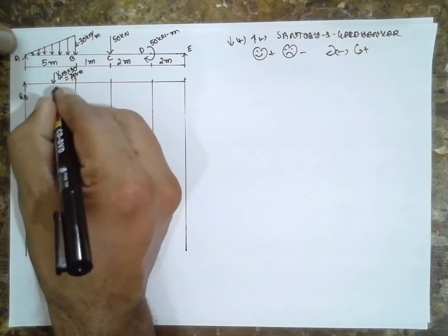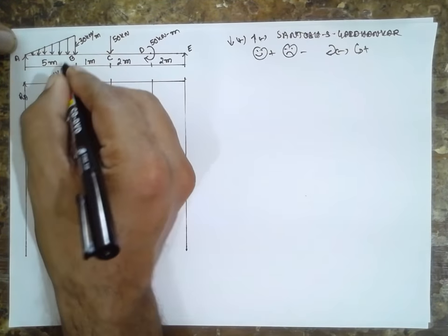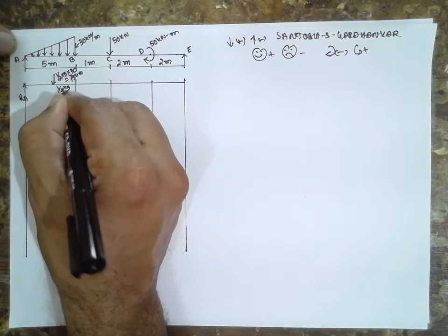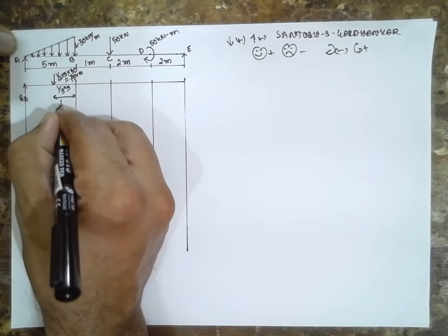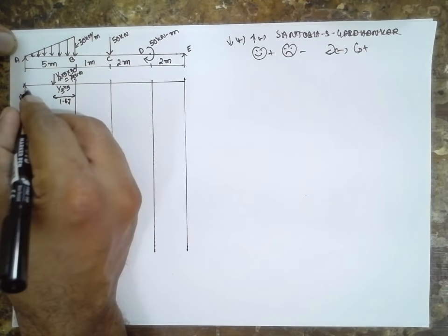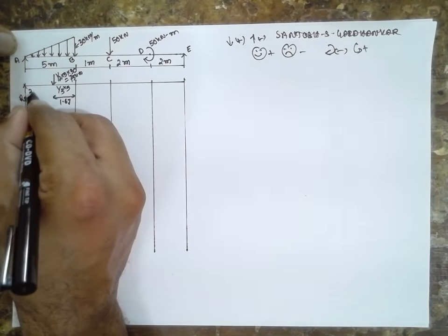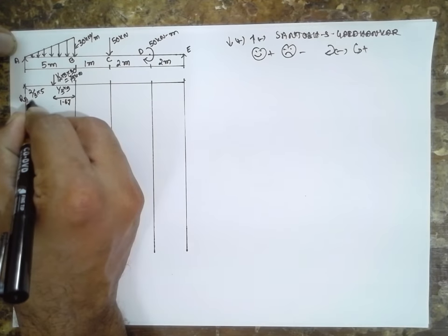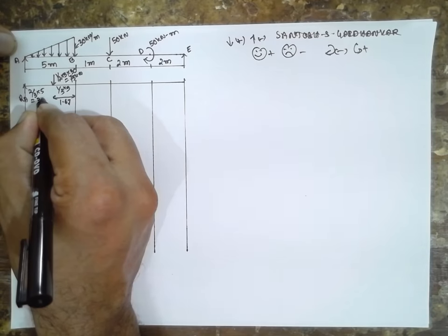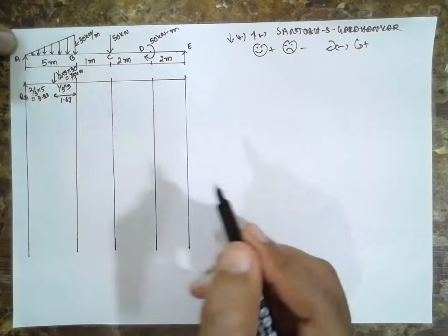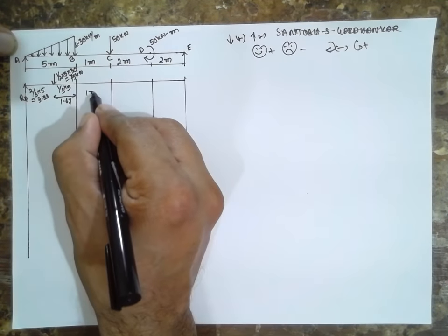And it acts at 1 by 3 from the base end, 1 by 3 into base, that is 1.67. Or if you are measuring from this side, you have to take 2 by 3 into base. This will be 3.33. This is 1 meter.